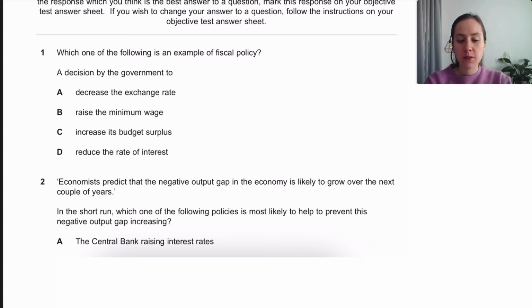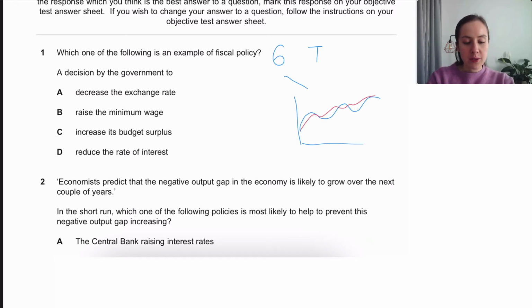So I'm looking for something to do with government spending and taxation, specifically for the purpose of helping to manage the business cycle, trying to calm it down a little bit so it doesn't vary as much. So they haven't actually given it to us very clearly. The exchange rate is monetary policy. Minimum wage, that's not really government spending.